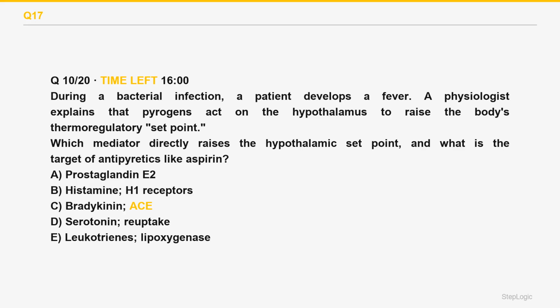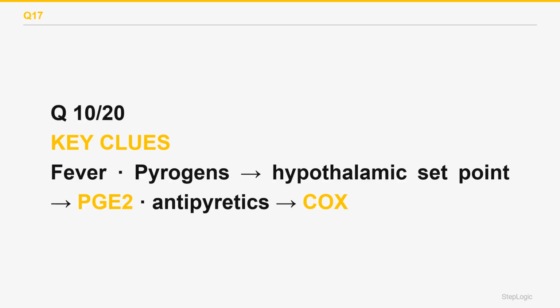Which mediator directly raises the hypothalamic set point, and what is the target of antipyretics like aspirin? During a bacterial infection, a patient develops a fever. A physiologist explains that pyrogens act on the hypothalamus to raise the body's thermoregulatory set point. Read the command: mediator raising the set point and antipyretic target. Prostaglandin E2 raises the hypothalamic set point. Antipyretics inhibit COX. Fever is generated when the hypothalamic thermoregulatory set point is raised.